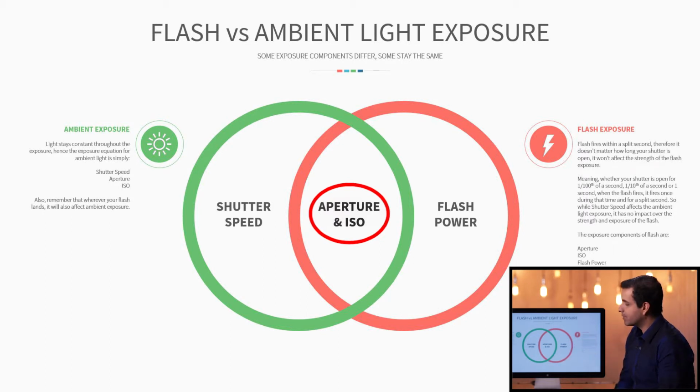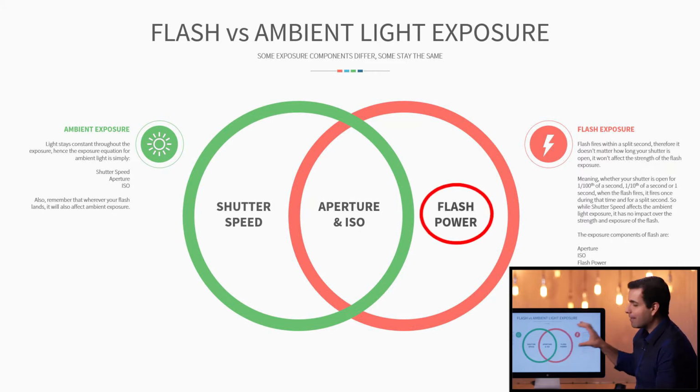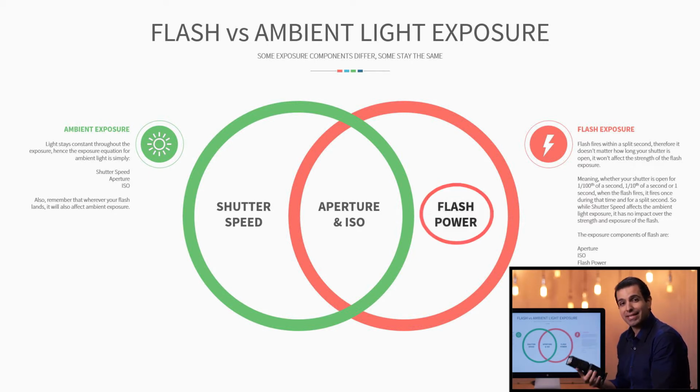Same thing with ISO. We're digitally manipulating the sensor to make it more sensitive to light, right? So that sensitivity is going to have the same effect over ambient or constant light as it would over a strobe. So those two things are going to stay the same, but on this side, we have flash power, which means that essentially we're simply controlling the exposure of the flash by adjusting up and down the actual power, the output of the flash.